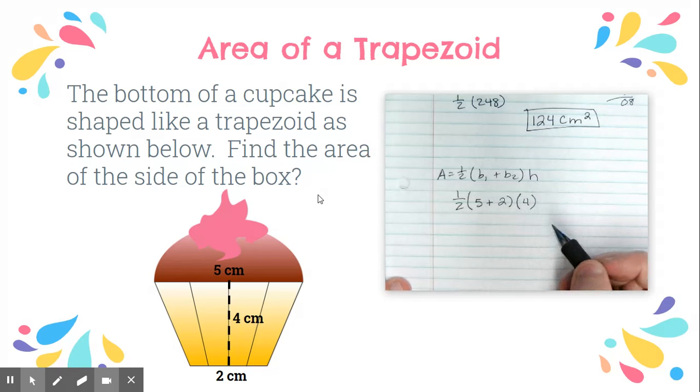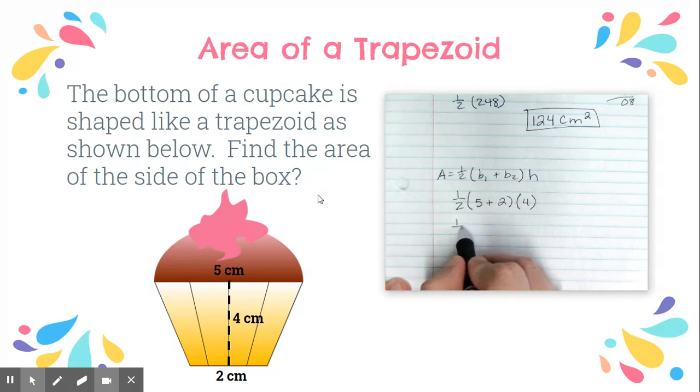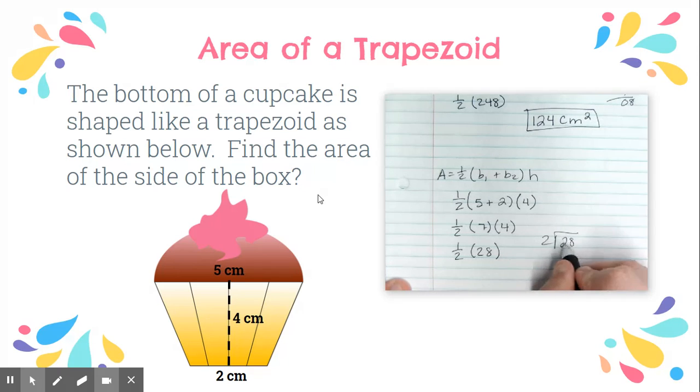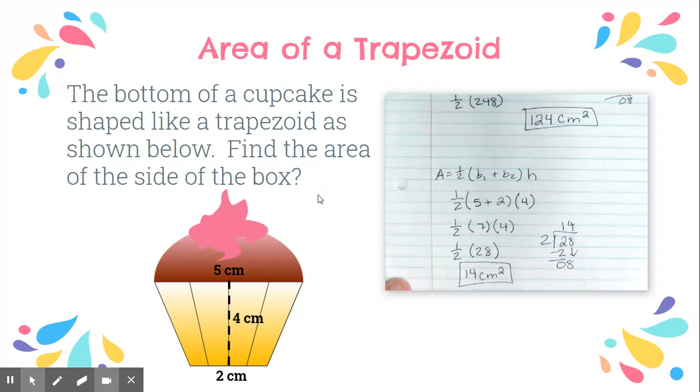And then I'm going to add first, do what's in parentheses first. 5 plus 2 is 7. And then we're going to do 7 times 4, which is 28. And then we're going to take half of 28, which ends up being 14, because 2 goes into 2 once, and then 2 goes into 8 4 times. So my answer ends up being 14 centimeters squared, and that's the area of that side.